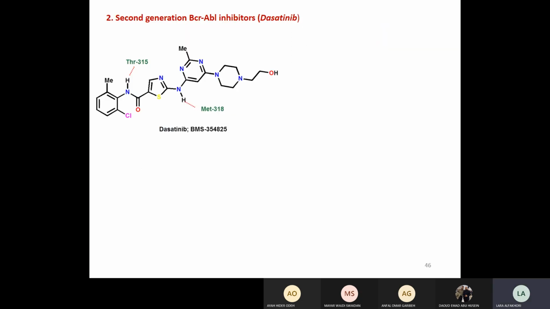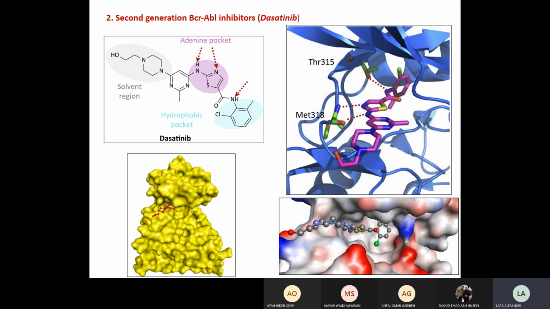The dasatinib, as we've mentioned, if you look at its crystal structure, it's actually the thiazole ring, or the nitrogen of the thiazole is the one that is forming interactions with the adenine binding pocket. Okay, so it's a type 1 as the crystal structure shows.